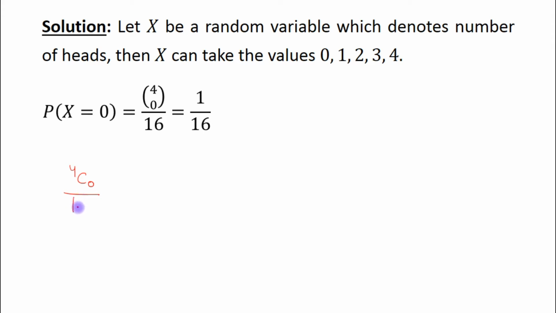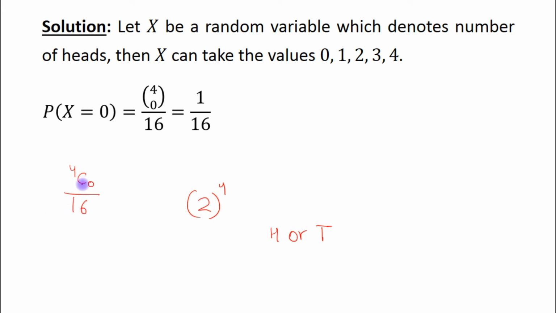4C0 upon 16, where 16 denotes the total number of outcomes, which can be calculated as 2 raised to power 4, where 2 denotes the number of outcomes when a balanced coin is tossed. So the outcomes will be heads or tails. That means there will be only 2 outcomes. 4 denotes the number of times a coin is tossed. In our case, it is tossed 4 times. So 2 raised to power 4, that is 16.